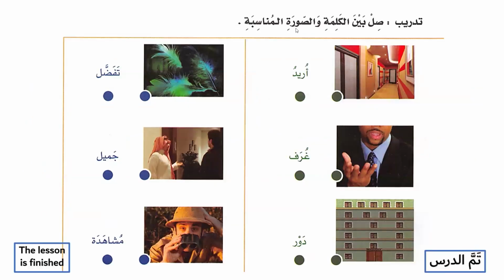Then we have similar kind of exercise that we did in the first part. سل بين الكلمة والسورة المناسبة. Now you have to connect between the picture and the appropriate word. أريد, I want. So أريد here, I want. And then we have غرف, that means rooms. So غرف, the rooms over here. Then you said تفضل, come in, or please come in, or just please. And then جميل means beautiful, as you can see here. دور means floor, and then we have مشاهدة, that means to watch or to see.